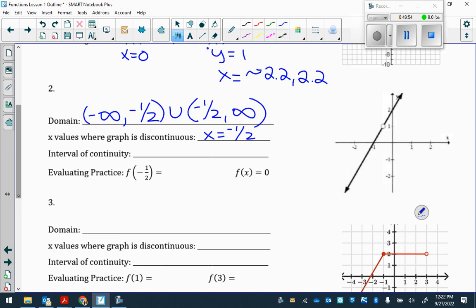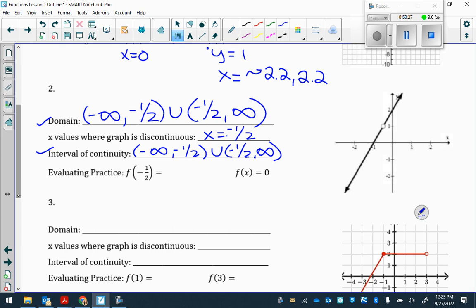Intervals of continuity is where you're breaking it up. So is it the same? Yeah, those guys are the same. Okay, these two are the same, which is okay, as opposed to the first one, they were different just based off the brackets versus parentheses. Here they are the same because we have a hole at -1/2. Okay.